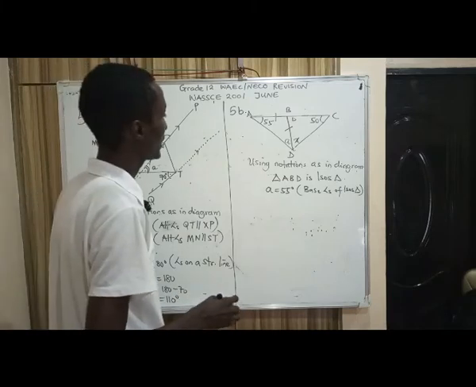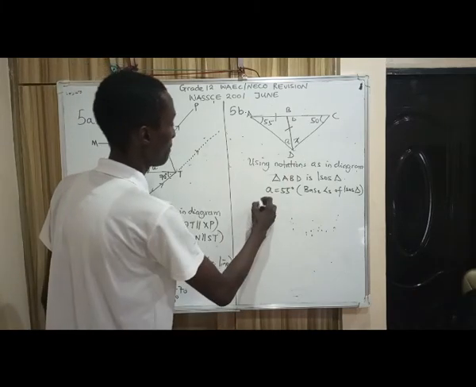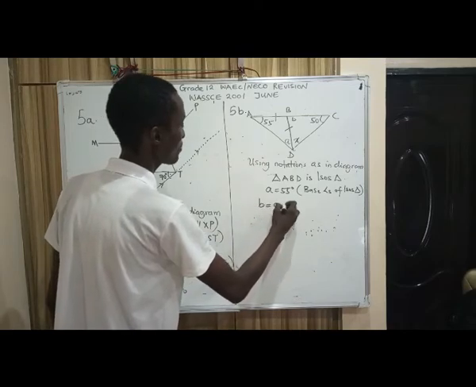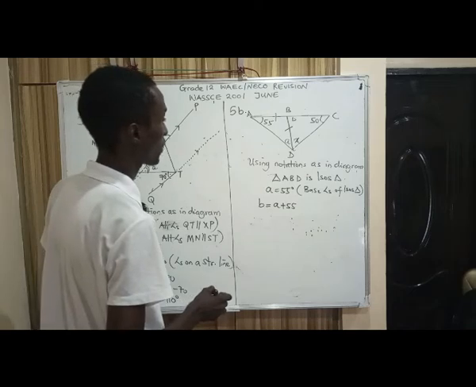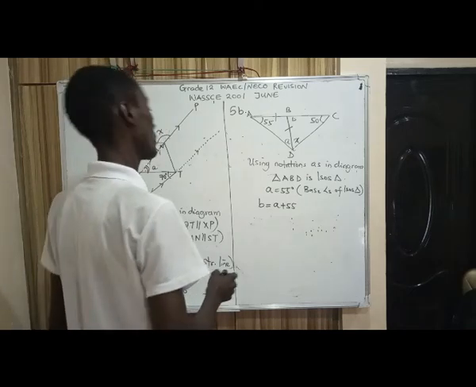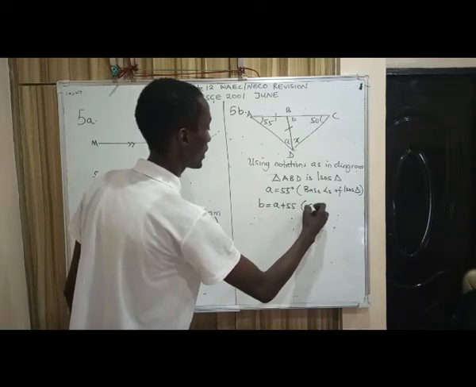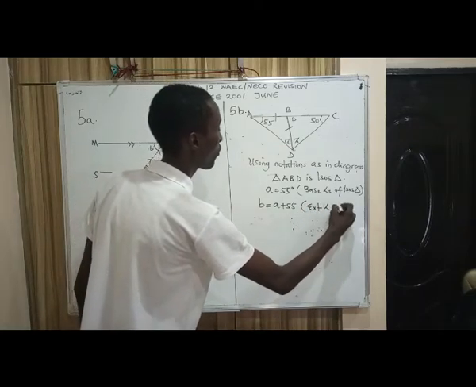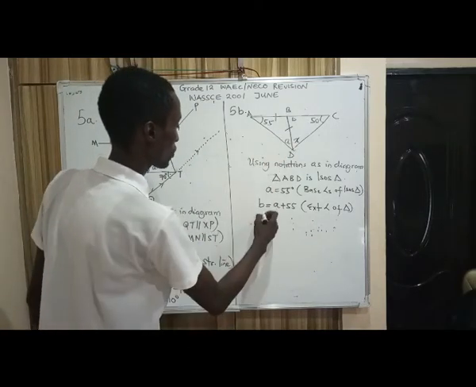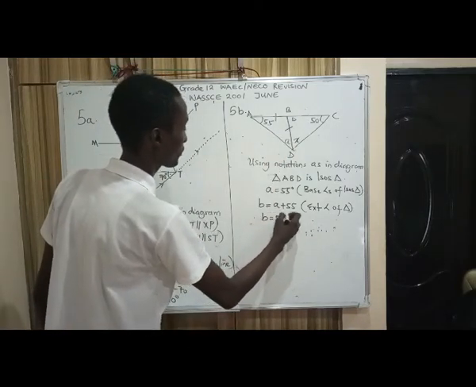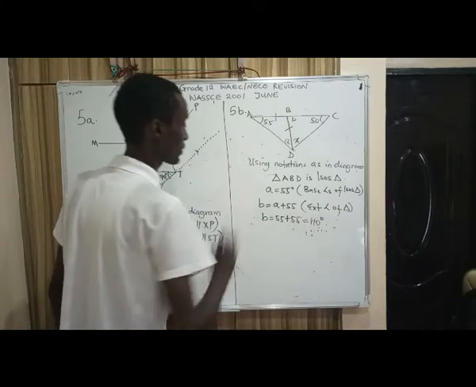So with that done, I can now get B. B will be equal to A plus 55, which will be the exterior angle of a triangle. The opposite interior angles will give me the exterior. So B will now be 55 plus 55, which will be equal to 110 degrees.